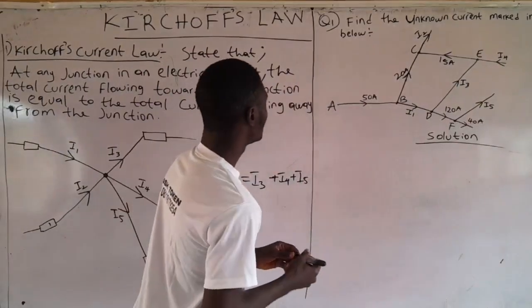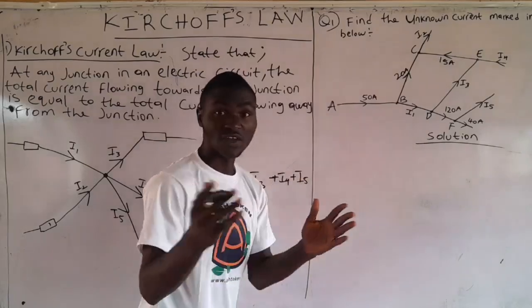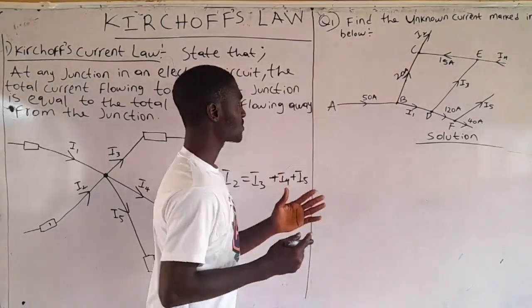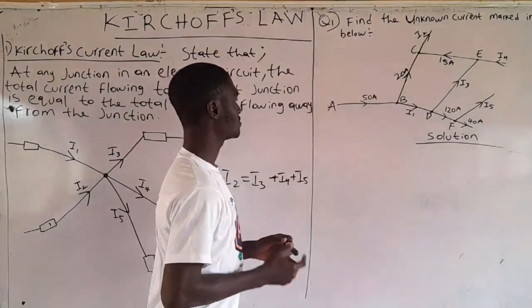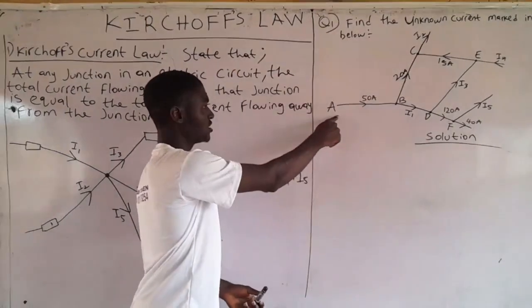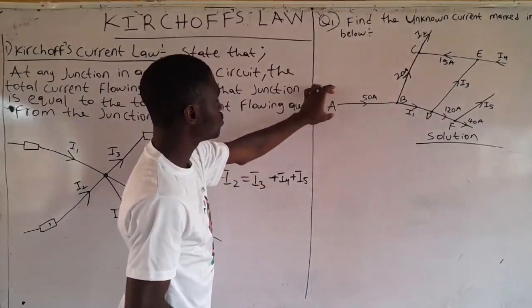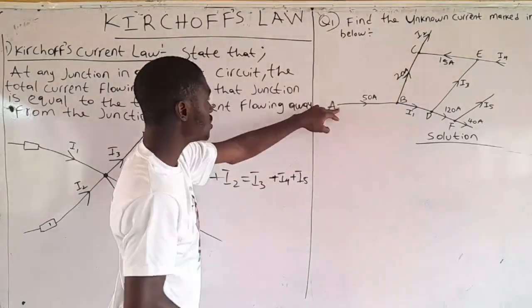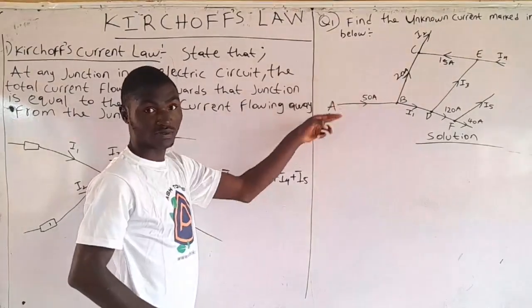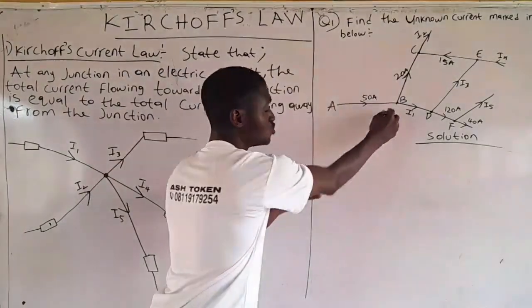Now, let's define a junction. A junction is a point where two or more currents meet. Now, starting from junction A, this is not a junction because we don't have two or more currents meeting here. It's only 50 amperes that is meeting here. So we start from junction B.